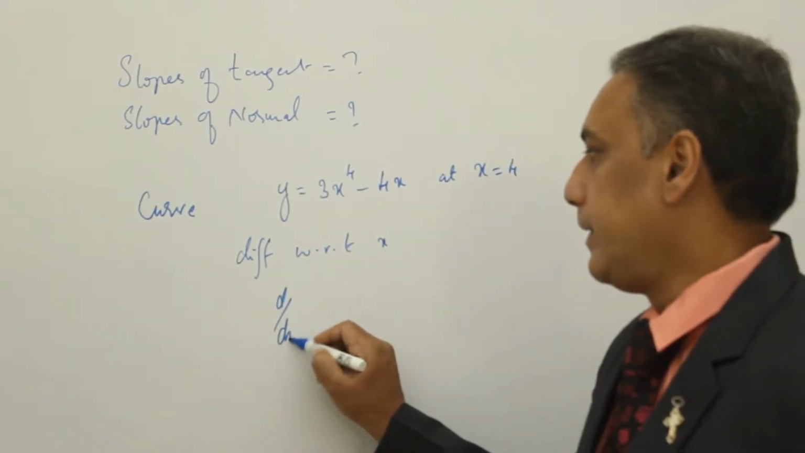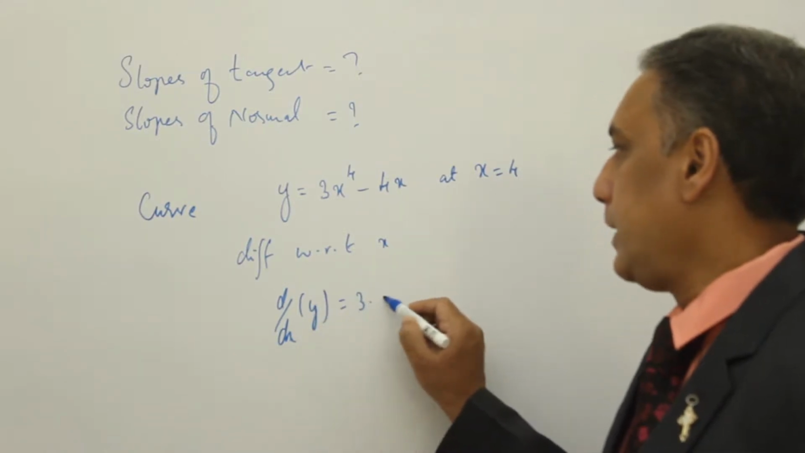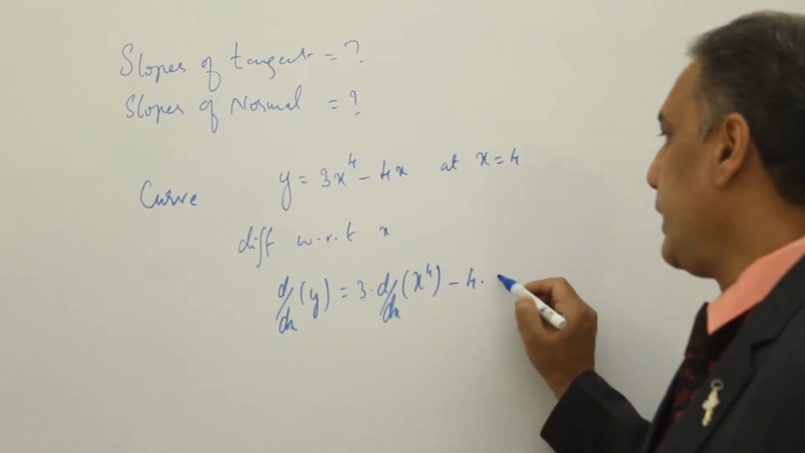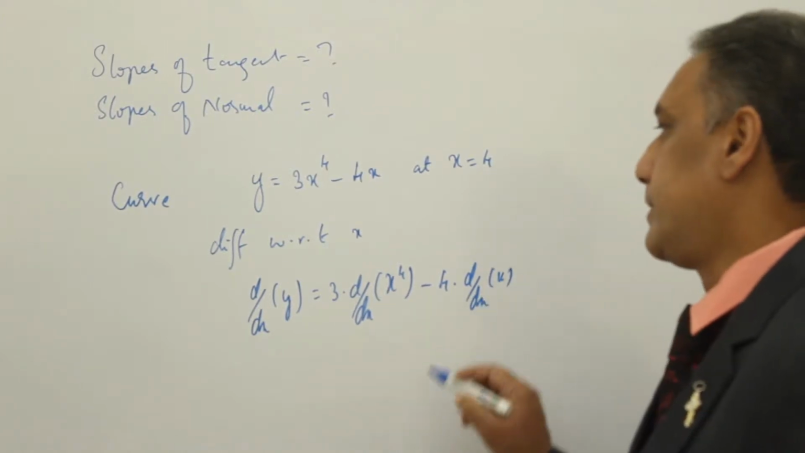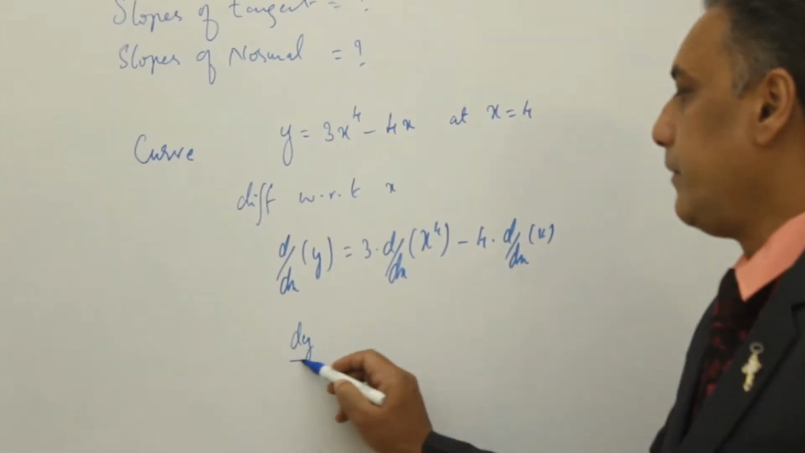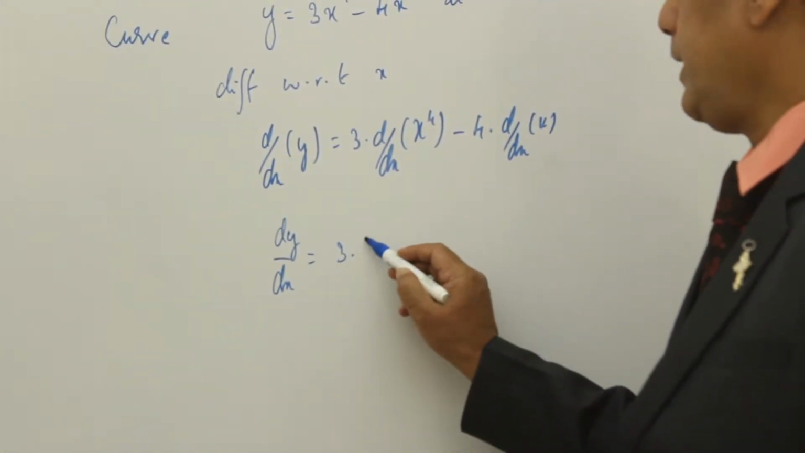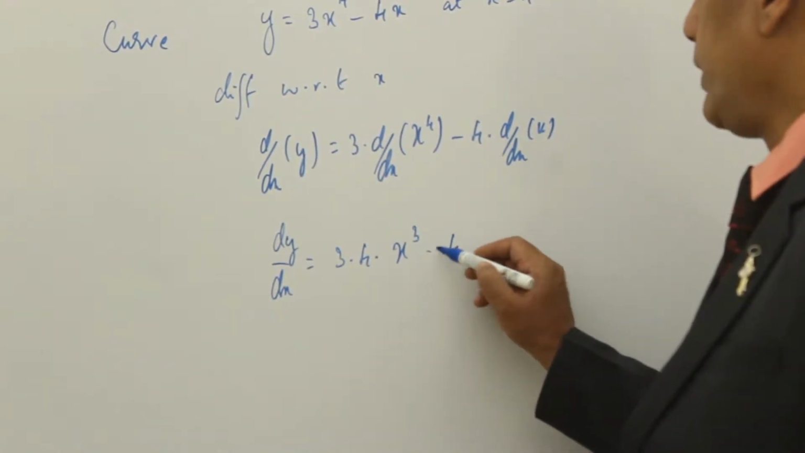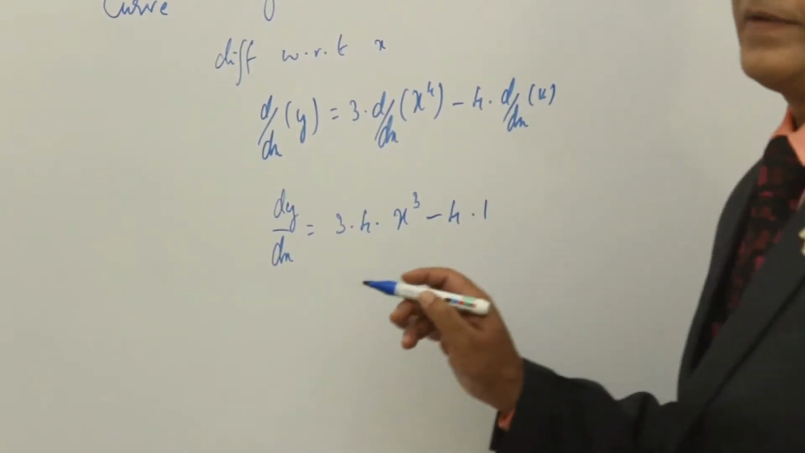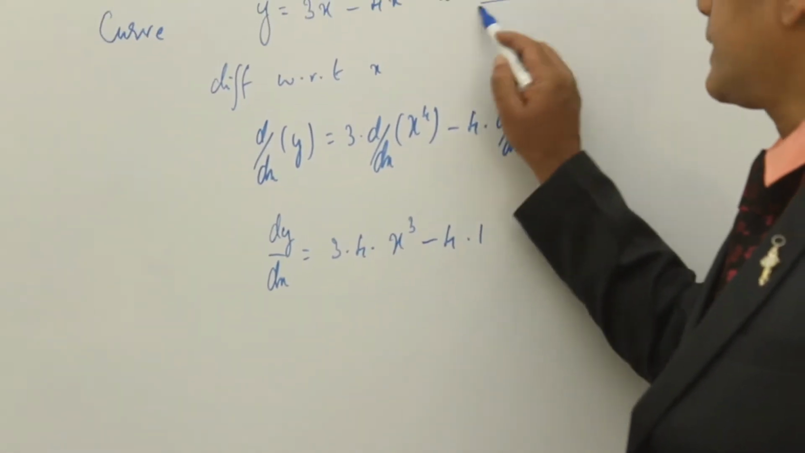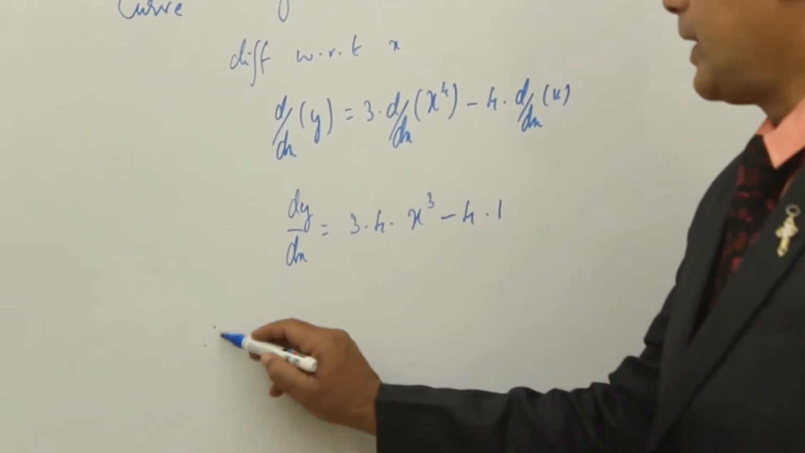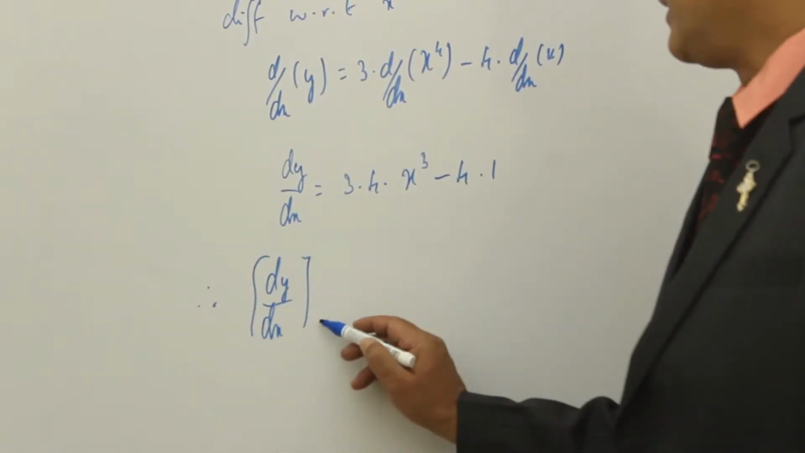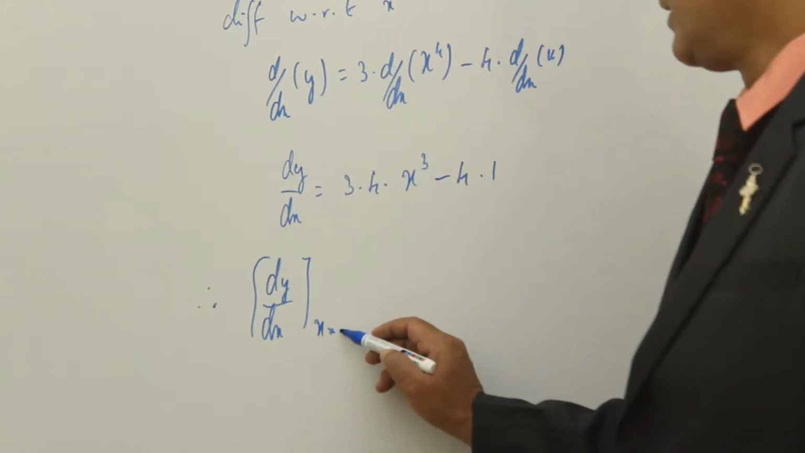So you'll be getting d by dx of y equals 3 into d by dx of x to the power 4 minus 4 into d by dx of x. When you do this, you get dy by dx equal to 3 into 4 into x to the power 3 minus 4 into 1, because d by dx of x is 1. But they have given x equals 4, so we rewrite this as the slope. dy by dx is nothing but the slope of the tangent to the curve. At the subscript you take x equal to 4.